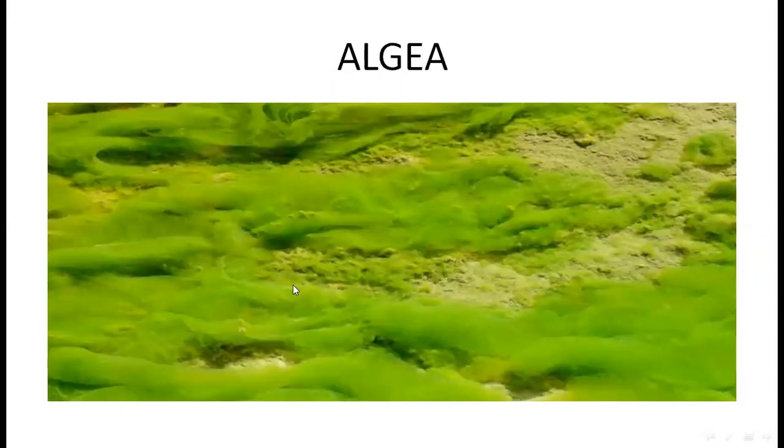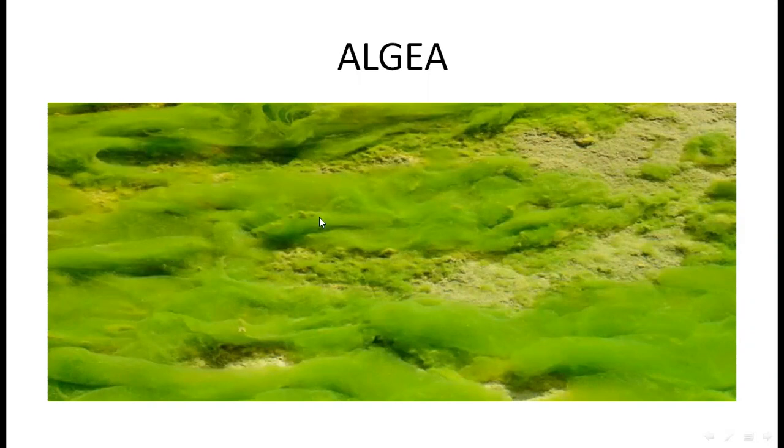Algae. Algae is also included in simple plants. Algae are the simplest plants. They have a very simple body. They don't have root, stems, leaf, flowers, or fruit. So then what makes algae a plant? It is because they have chlorophyll. Chlorophyll is a chemical. You see the green in color, that one is called chlorophyll.